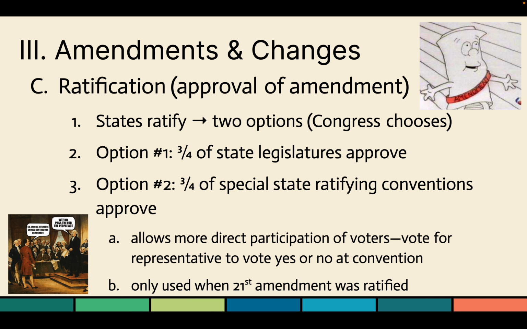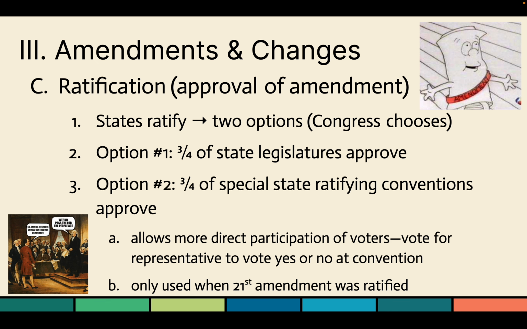So there are two options, as I shared. Number one is the one that's been used 26 times, and that is 3/4 of the state legislatures approve. So there are 50 states, so if more than 38 states approve, then the amendment will be passed. Don't quote my math. There's a reason why I don't teach math. But if more than 3/4 of state legislatures approve, then the amendment gets approved.